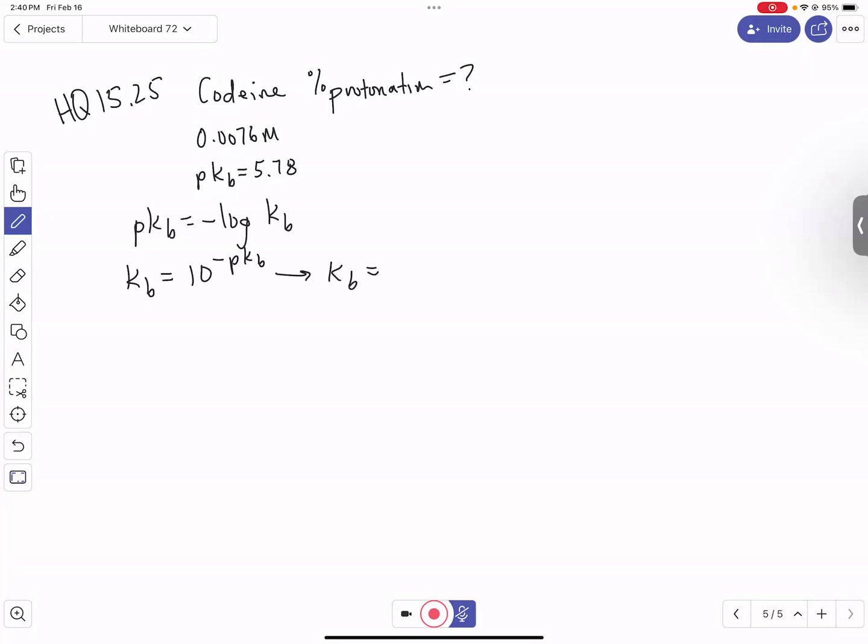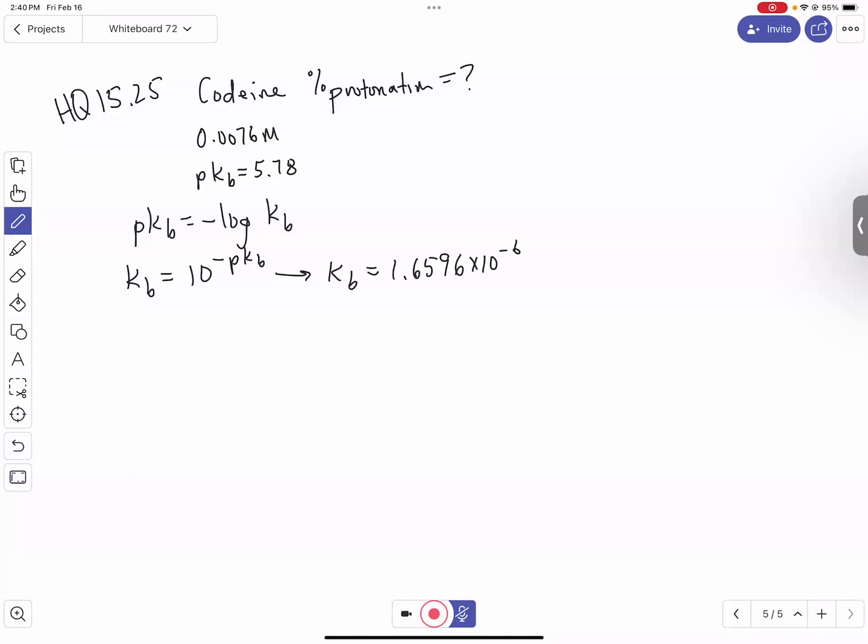So our Kb, 10 to the negative 5.78. All right, I get a Kb of 1.6596 times 10 to the minus 6. And why do we need the Kb?